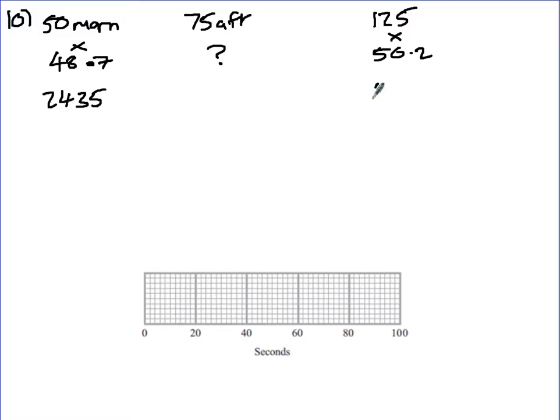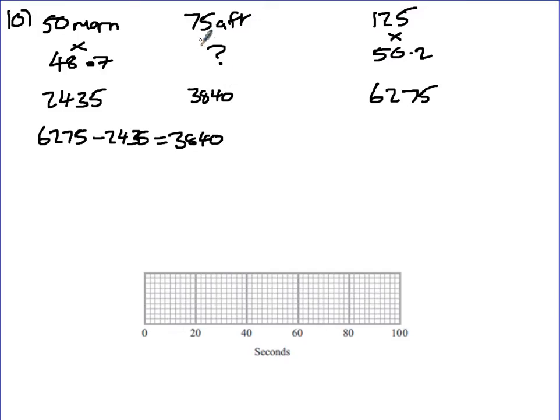In total, our entire day has taken 6,275 seconds. So if we take one off the other, that will give us how many seconds the afternoon took her, which is 3,840. So 3,840 can come in here, and then you divide it by 75, because there's 75 customers. So then that gives you 51.2 seconds, and just underline that a few times to highlight that's what you're looking for.